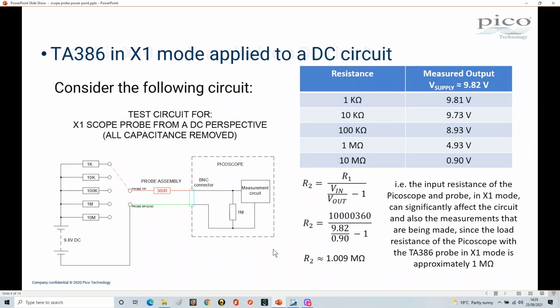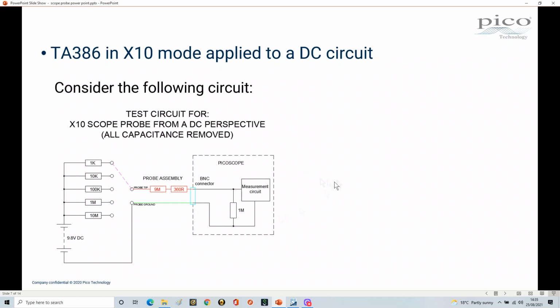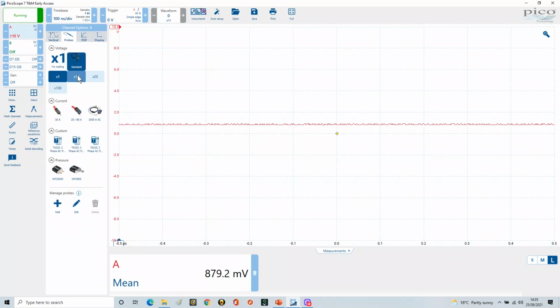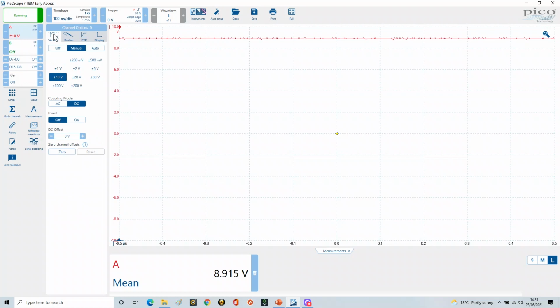So we're going to change this, and this is the ×10. Now in a ×10 probe, it switches in a 9 meg resistor. This gives our 10:1 ratio here. So what we're going to do is do the same test all over again, but we're going to change our setup. I'm going to change the probe to ×10 and make sure the vertical is still on that.